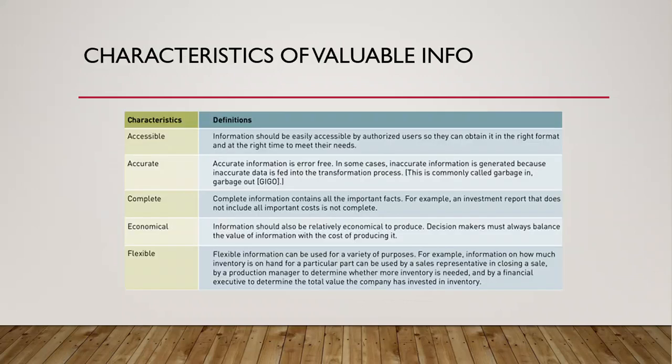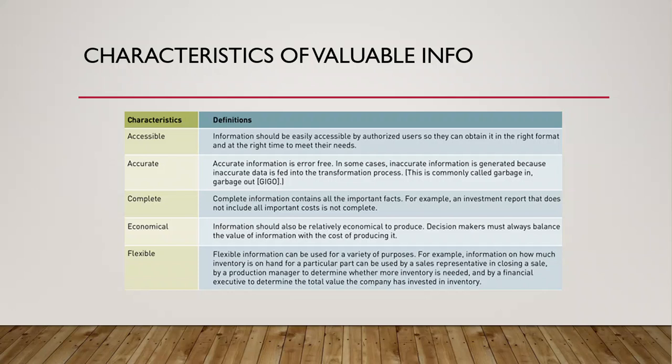So these are the characteristics of valuable info. Okay, accessible, accurate, complete, economical, flexible. Accessible means it can be easily accessed by authorized users so they can obtain it in the right format and at the right time to meet their needs. Accurate means error-free. Inaccurate information is generated because inaccurate data is fed into the transformation process. So this shouldn't happen.